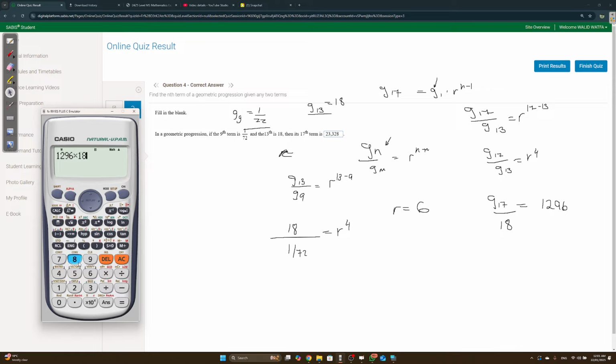1296 times 1.8 is 23,328. Another way I got, but I don't want to confuse you because it doesn't work every time, is that between G9 and G13 is 4 terms, and then between 13 and 17 is also 4 terms. So you can actually say G13 over G9 is equal to G17 over G13. This is just something I realized. You can do it if you want.